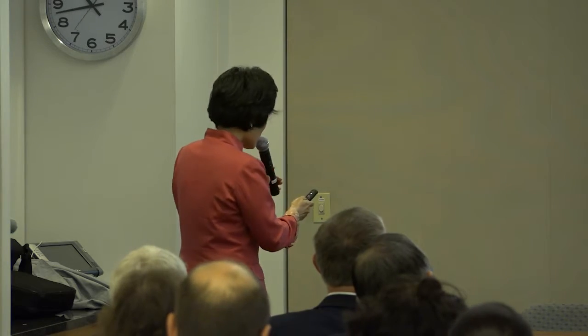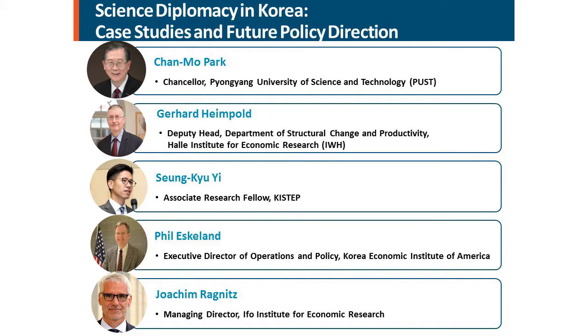Also, the third speaker from KISTEP, Dr. Seung-Kyu, will talk about the role of science and technology for the future of a unified Korea. And after that, we'll have a panelist, Dr. Phil Eskand from KEI, the Executive Director of Operation and Policy of the Korea Economic Institute of America, and Dr. Joachim Ragnis will be the second panelist. So I will end this overview session, and I would like to give my position to President Chan-mo Park. Thank you.